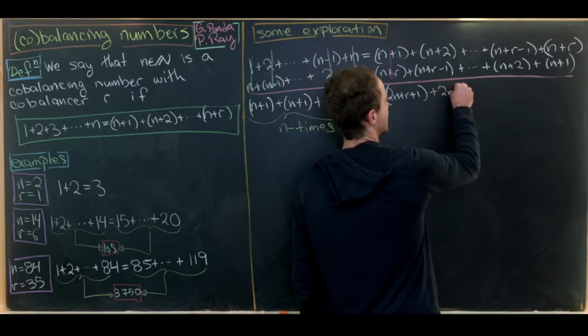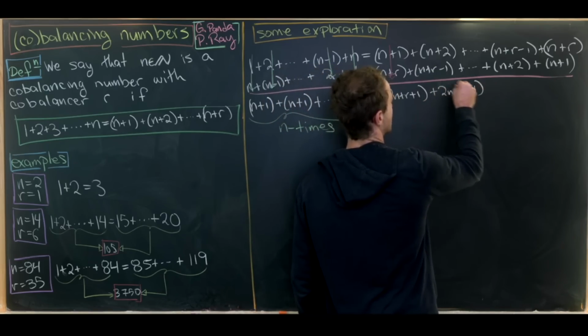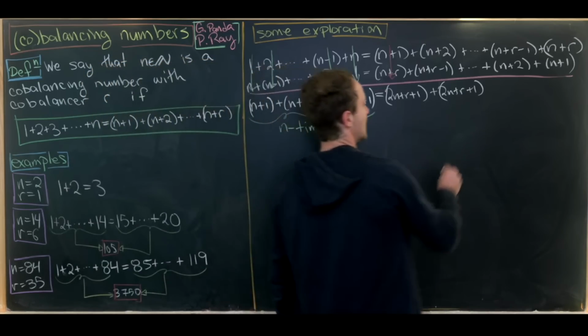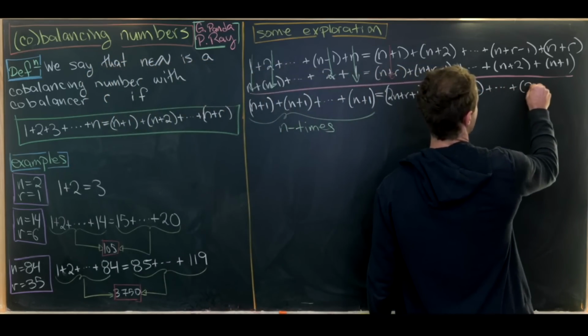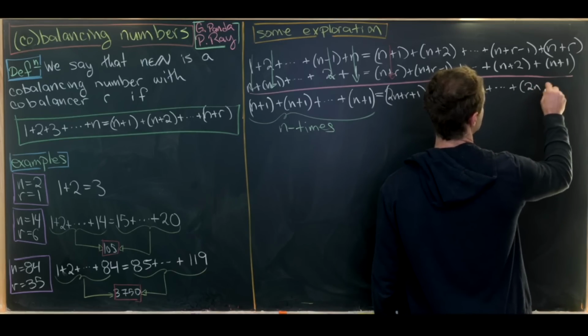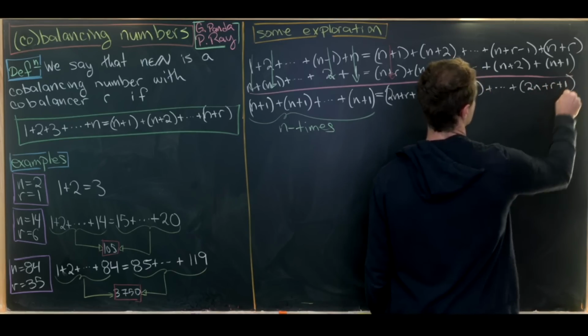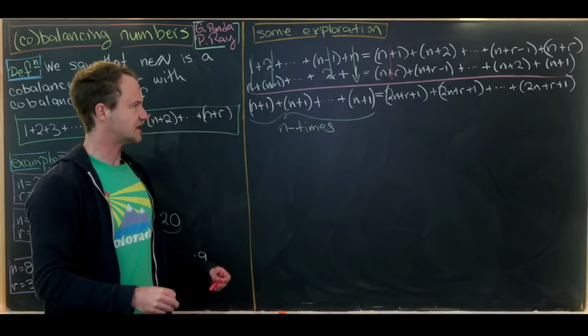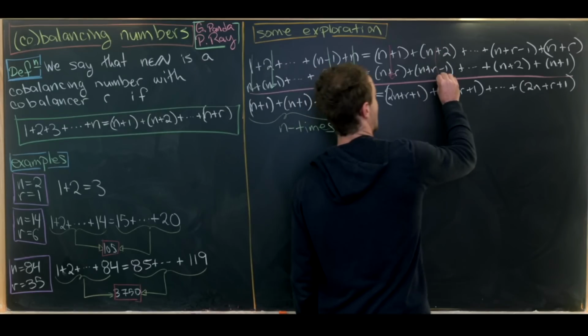So we'll have 2n + r + 1 for slightly different reasons. That's because 2 minus 1 is 1. And then finally, down here at the very end, we have the same thing, 2n + r + 1. Okay, nice. But now the question is, how many of these do we have?